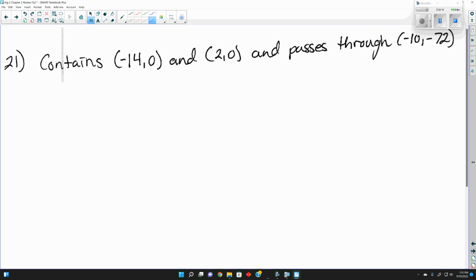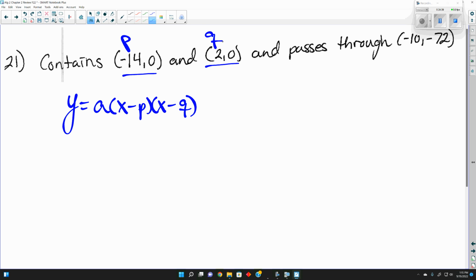21. So we're given 2 points and it passes through a third. Well, negative 14, 0 and 2, 0 are both x-intercepts. We know they're x-intercepts because the y value is 0. So what we're looking at is a times x minus p times x minus q. We're looking at it in this form. And really it's telling us that p and q are negative 14 and 2. And this is just asking for the equation. I'm not trying to find any information from it.